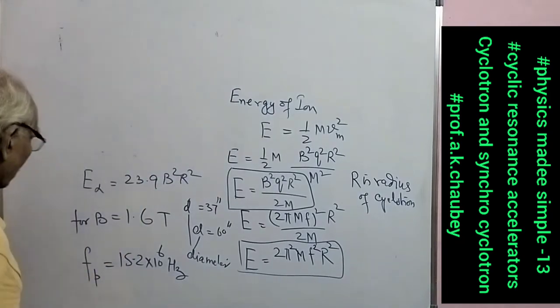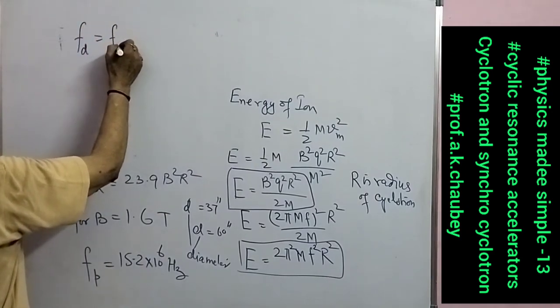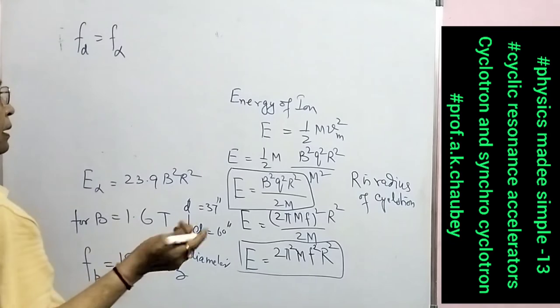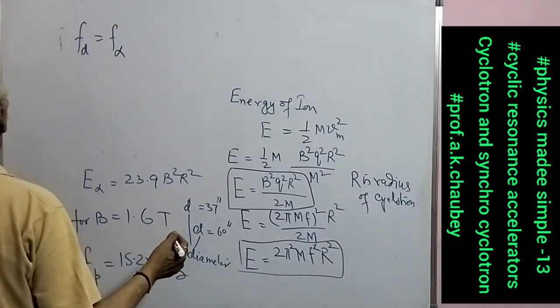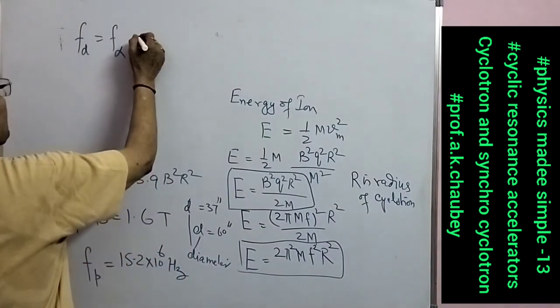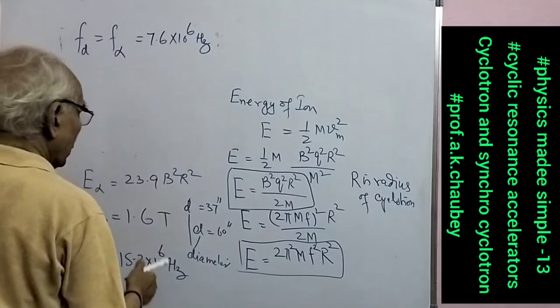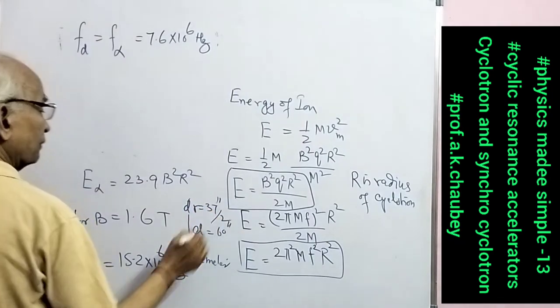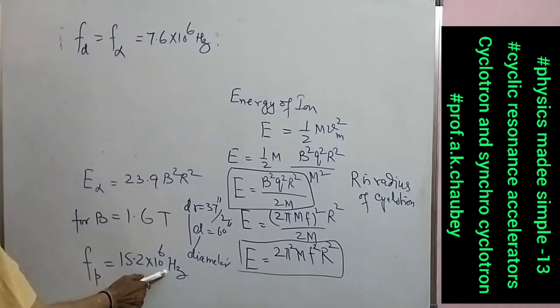And you can find out that the frequency for deuteron and the frequency for alpha will be the same, because the mass of alpha is 4 times that of a proton and its charge is 2 times. So you put that in here and find out the frequency. It was 7.6 into 10 to the power 6 hertz for this magnetic field, with this radius R into 237 divided by 2. So you can find out the frequency. The frequencies of oscillators are really of RF order, mega cycle.